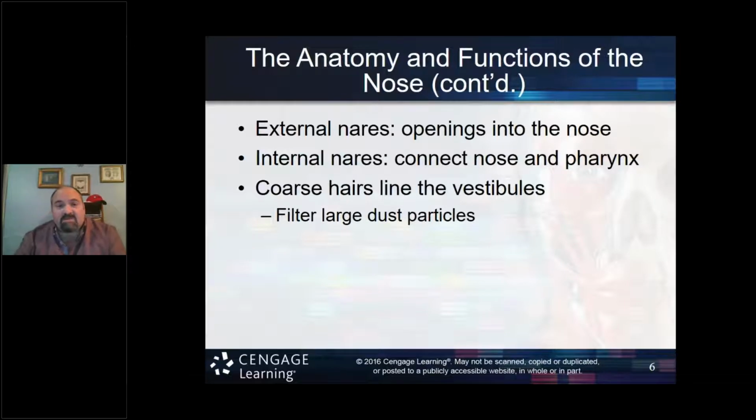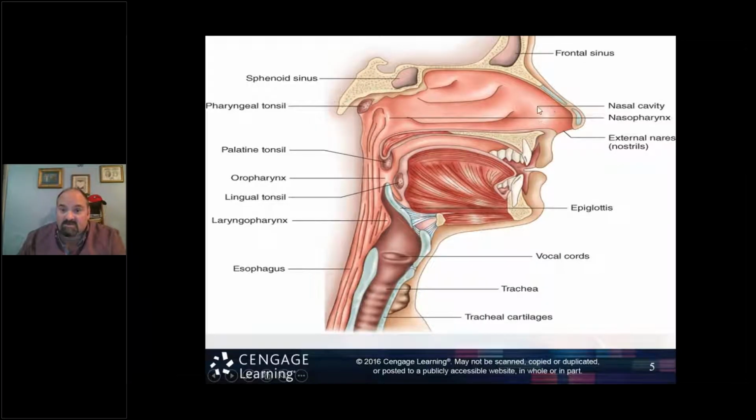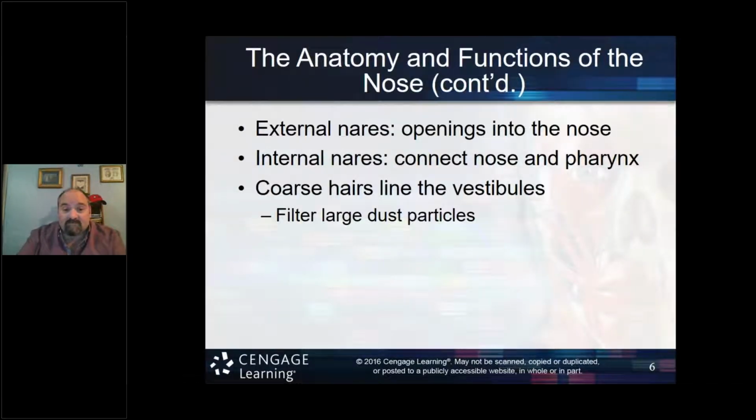And you'll see here, as far as these openings, these external and internal nares, these openings into the nasal cavity, the importance of these hairs that line the vestibules, and the vestibule would be this area right in here. So think of the area where you can put your finger into your nostril. That would be the vestibule. Okay. And those coarse hairs will help to prevent any type of particulate matter from entering into your respiratory system.